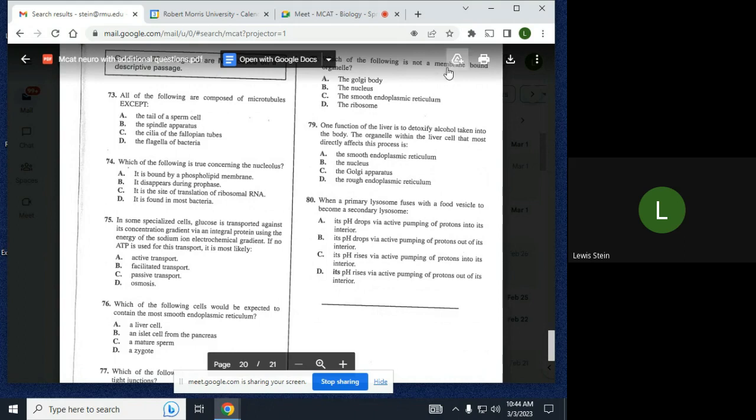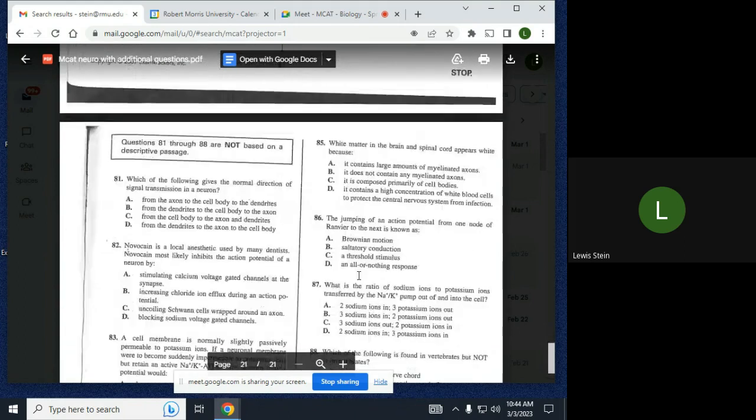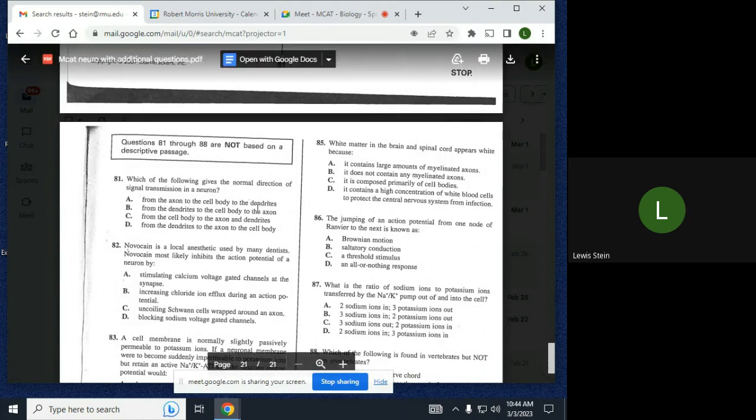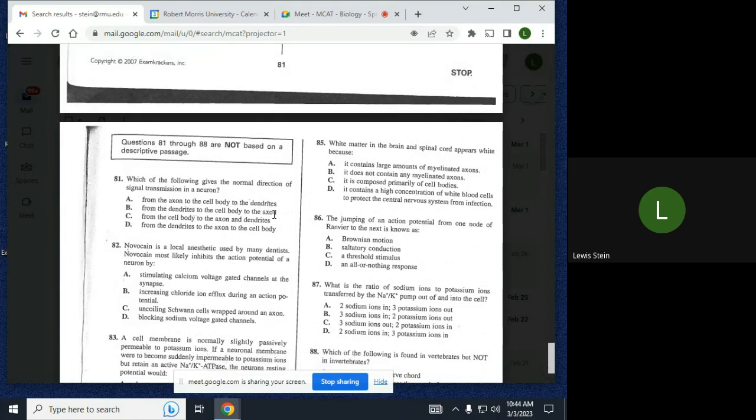Okay. The I questions, the special sense questions. So you should know the normal direction of a signal: dendrite, cell body, to axon. Typically that would be normal. Axon to cell body to the dendrites is usually not the typical transmission. When asked the normal direction, you have to think that way.